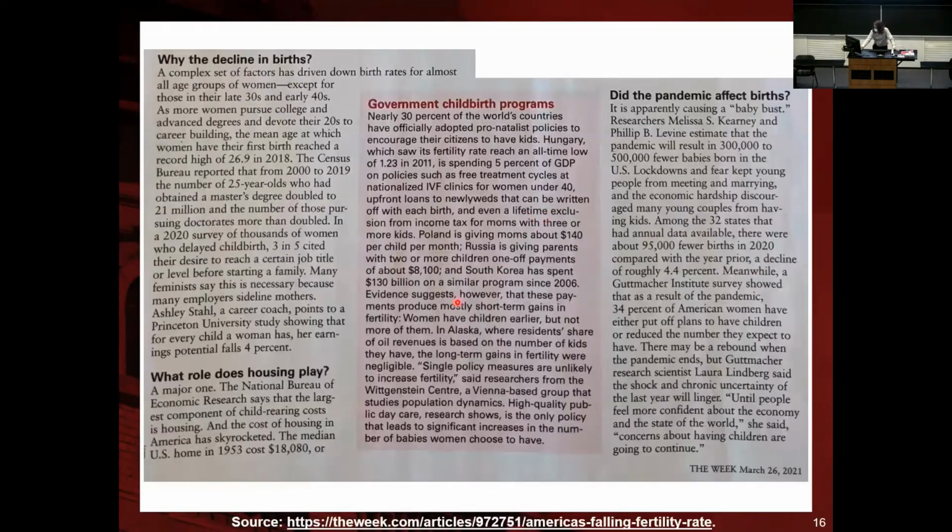And the major changes, so 34% of American women have either put off their plans to have children or reduced the number they expect to have. There may be a rebound when the pandemic ends. So now we might see an increase a little bit back to the regular fertility rates that we had before, but it's all an open question. People are trying to estimate those by now.